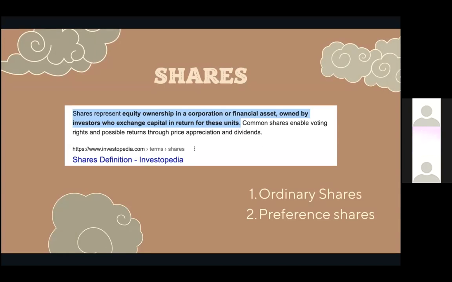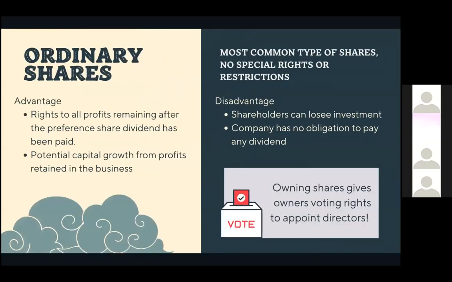Shares. What are shares? According to Investopedia, shares represent equity ownership in a corporation or financial asset, owned by investors who exchange capital in return for these units. There are two main types of shares, ordinary shares and preference shares. Ordinary shares are the most common type of shares and are standard shares with no special rights or restrictions. They have the potential to give the highest financial gains, but also have the highest risk.